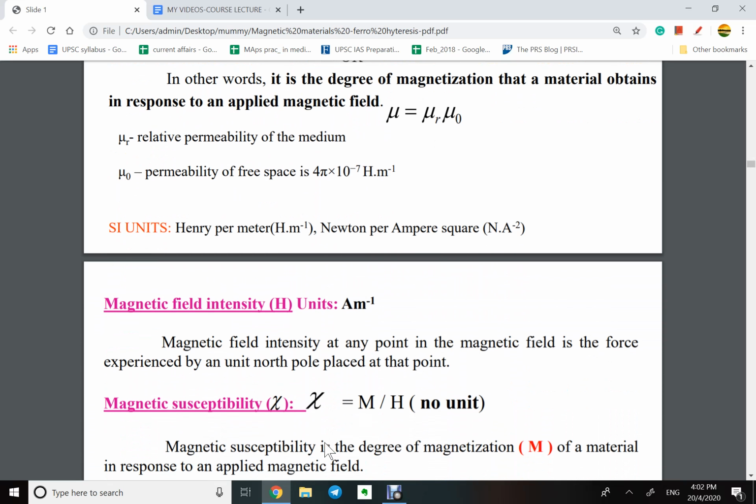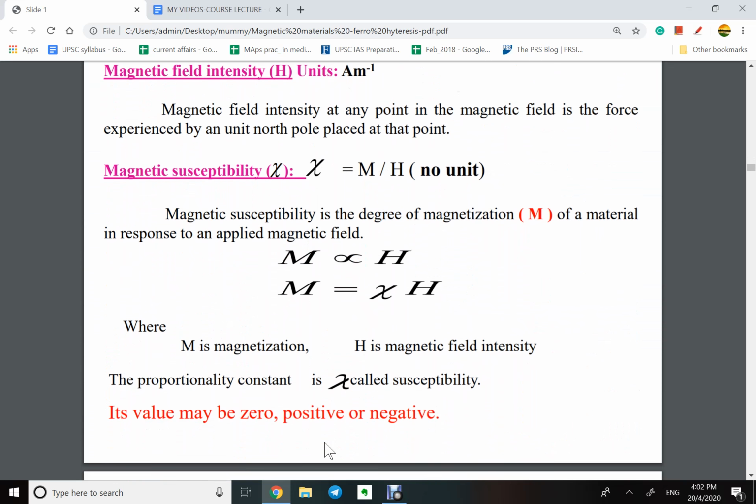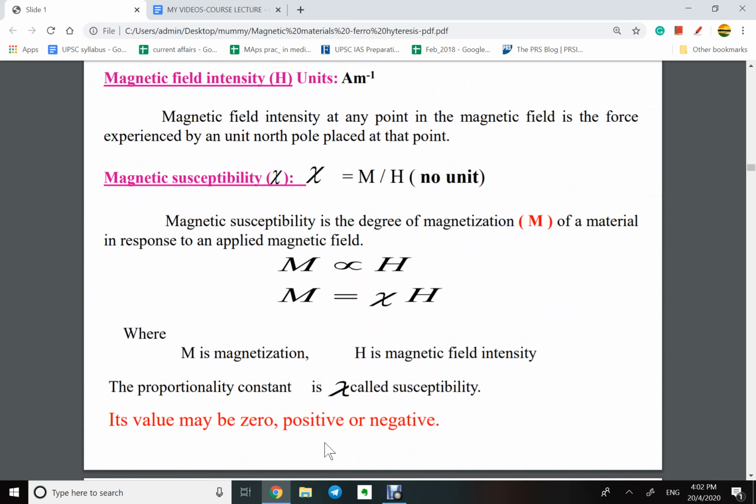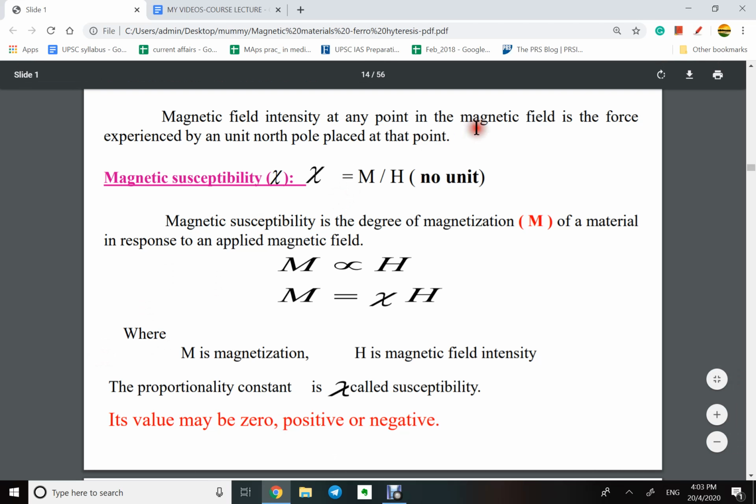Now we'll go to the next definition, magnetic field intensity H. The unit for magnetic field intensity is also ampere per meter. What is magnetic field intensity? Magnetic field intensity at any point in the magnetic field is the force experienced by a unit north pole placed at that point.